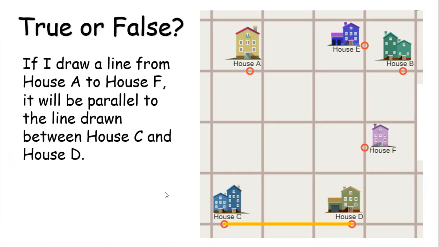True or false? If I draw a line from house A to house F, it will be parallel to the line drawn between house C and house D. So we've got A here at the top. If we drew a line to F, it would be parallel to the yellow line. Have a think, and then I'll pop the line in. Okay, here's the line. Is that parallel? Are those lines parallel to each other?